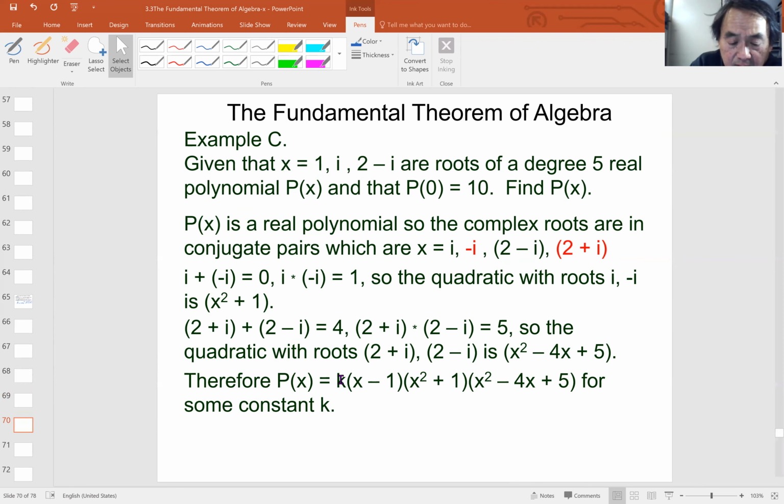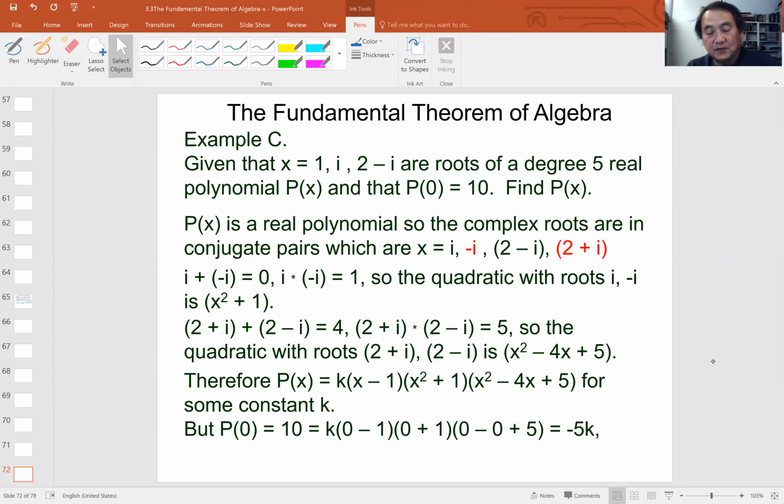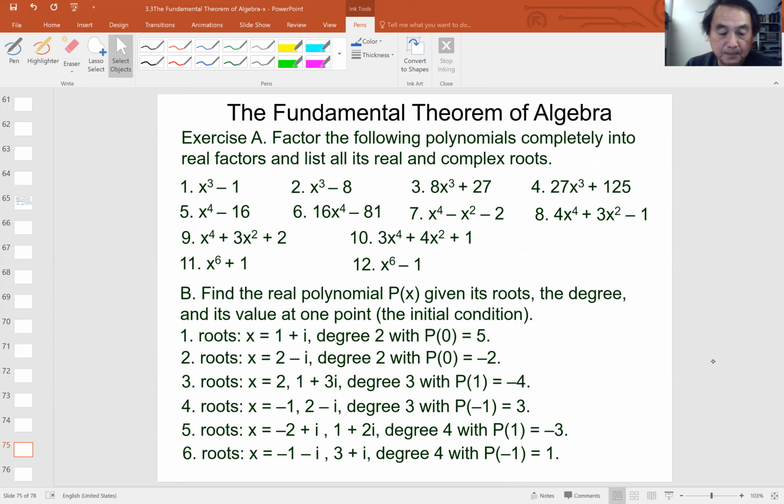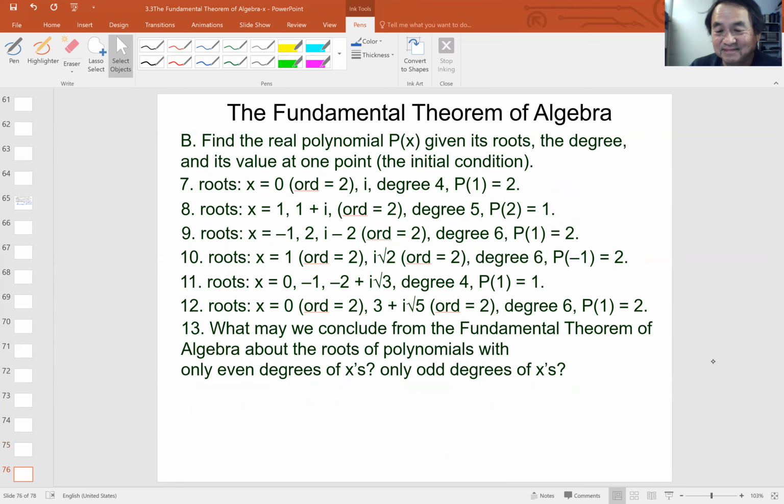So that's what p of x must be, up to a constant multiple. Then we plug in 0 with the initial conditions, and then we find out what k is. That's it. That gives you the specific polynomial with these roots and initial conditions. Okay, that's it. Bye-bye. Do the homework.